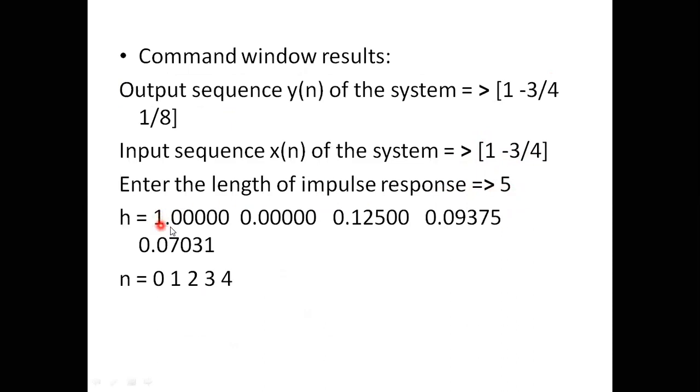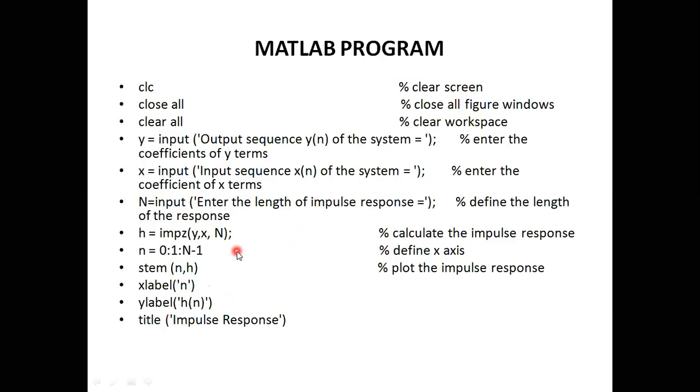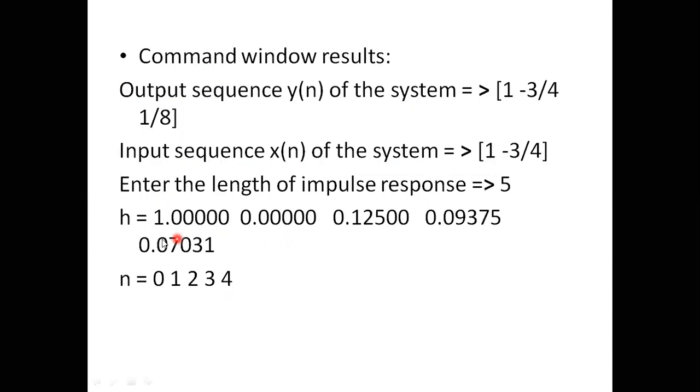Then it will show you the impulse response. See here, all the h values, and n ranging from 0 to 4. Clear? So this is your h of 0, h of 1, h of 2, h of 3 and h of 4. It calculated and has shown you in the command window. If it is not showing in the command window, then remove the semicolon at the end of the statement. Then it will show in the command window.